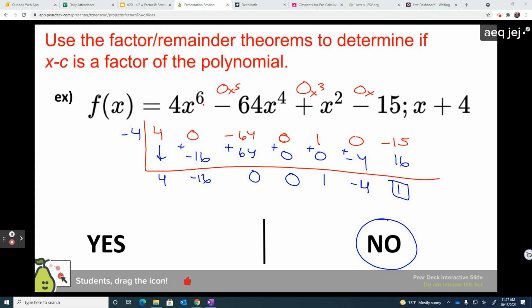Should be a no. This one is the remainder of 1. We're getting it? Yeah, really just gotta make sure you do your mental math well. If you need to use a calculator, do it. Just make sure you do it right.